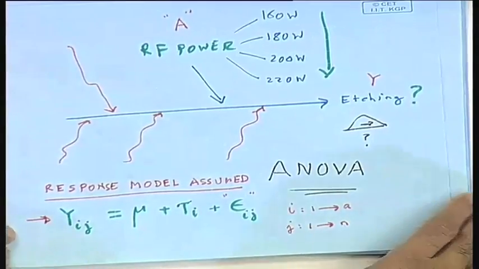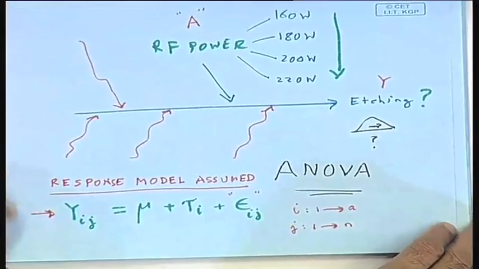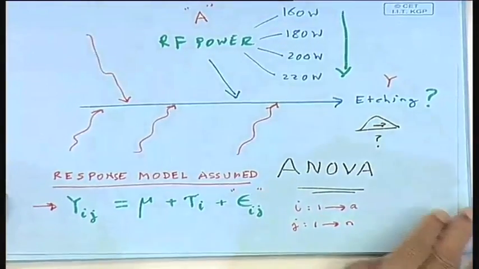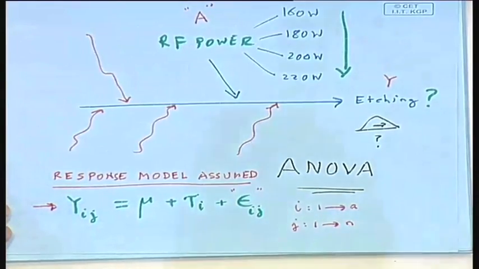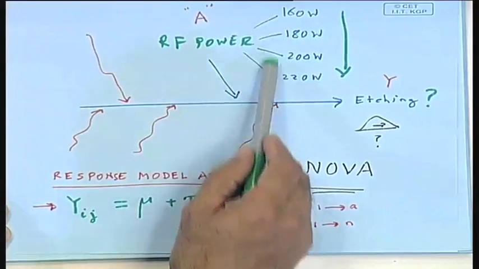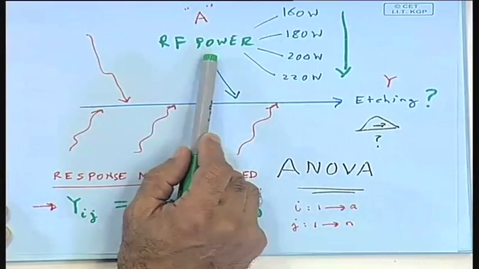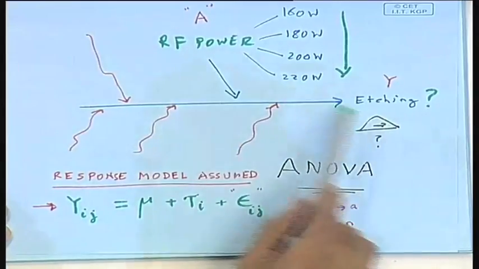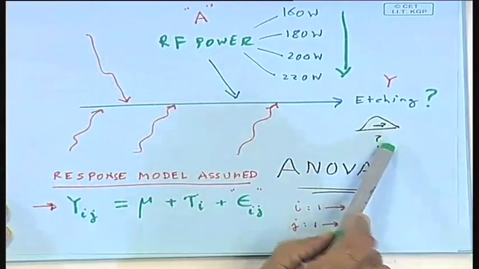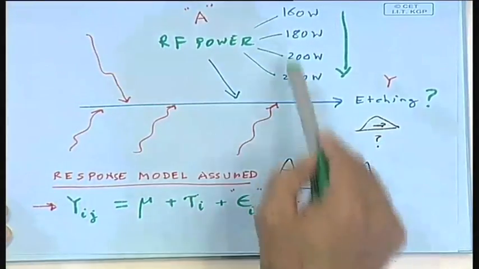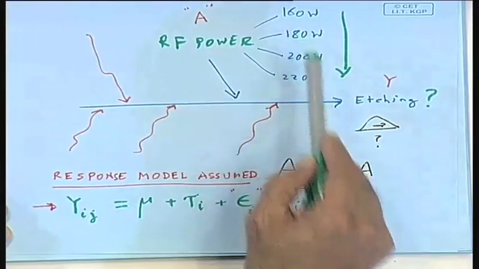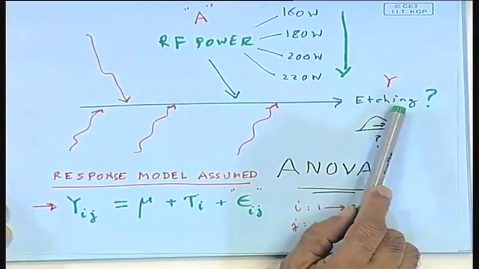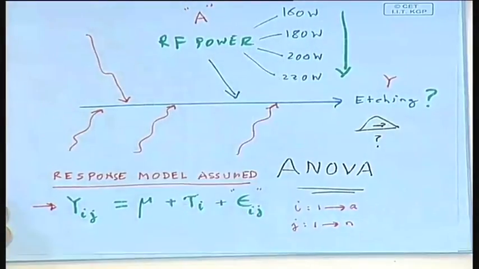Initially, this is going to be our initial hypothesis, which is just a guess, a speculation. What we are saying is, initially we will assume that this RF power contributes no variation to etching. That's going to be our H0, or the null hypothesis. The alternate, of course, is going to be that at least one of these settings produces a deviation that is different from what is produced by the other effects there.